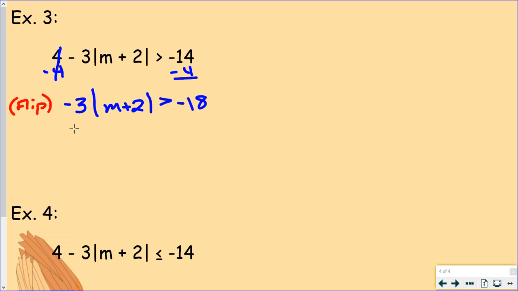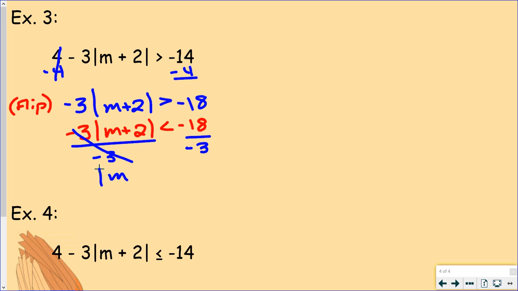So I'm going to rewrite this as negative 3 times the absolute value of m plus 2 is less than negative 18. And now continue on. So I'm going to divide by negative 3. And so absolute value of m plus 2 is less than positive 6. All right. So now this says m plus 2 is less than 6 away from 0. So if it's less than 6 away from 0, that means this is going to be an and.